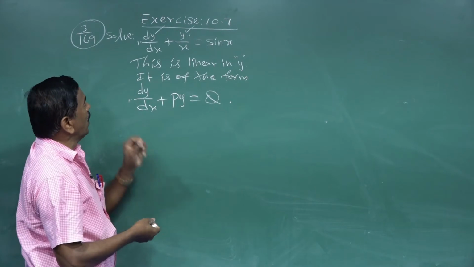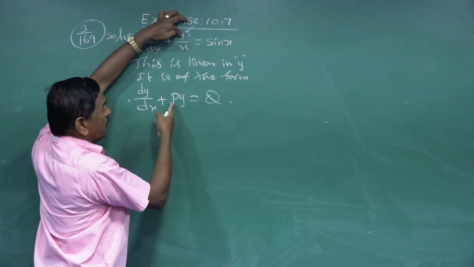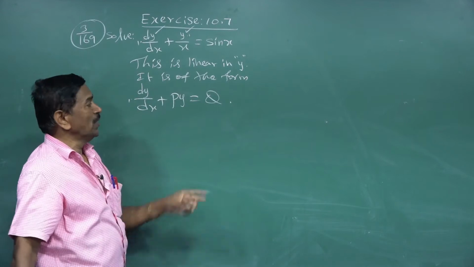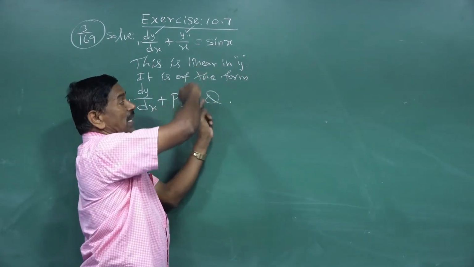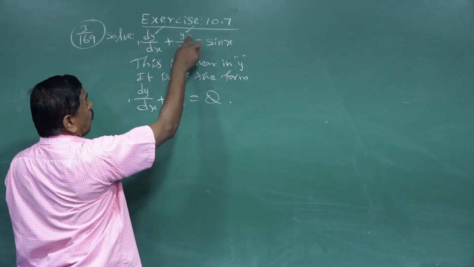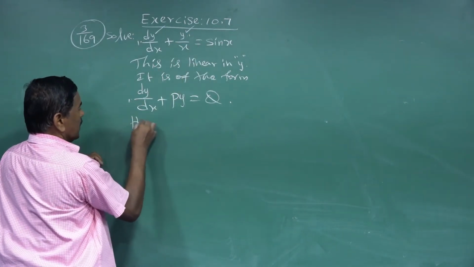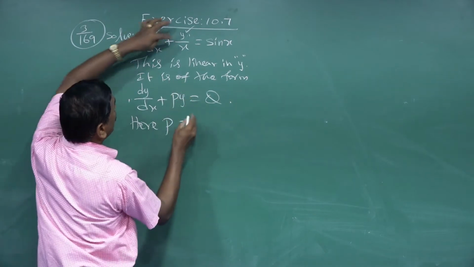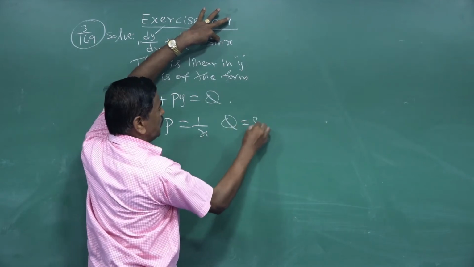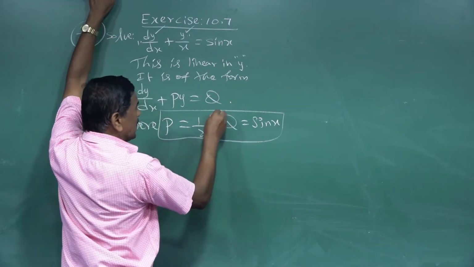No problem. Now dy by dx plus capital P into y, where the y coefficient is 1 by x. Therefore, capital P is equal to 1 by x. And the right hand side is Q; here the right hand side is sin x. Therefore, Q is equal to sin x. That's all. Here, capital P is equal to 1 by x and capital Q is equal to sin x. Box it. So the P and Q selection is completed.